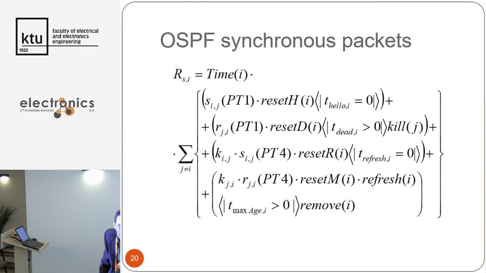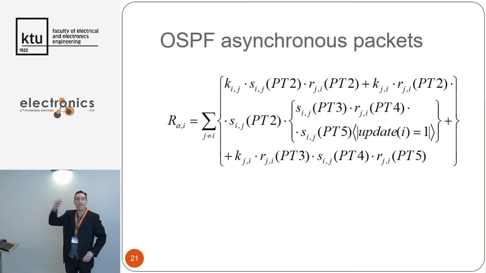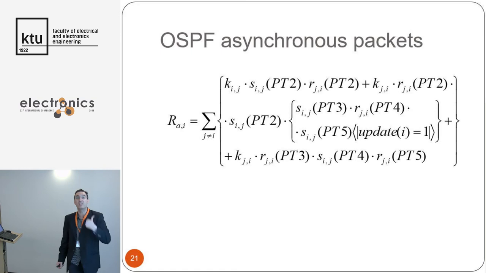Also, let's go for the asynchronous part. The asynchronous part means that at any time a new network or a new LSA may come, or some LSAs might change their values. So if this KIJ is one, just send the database description, meaning the LSA header, and wait to receive the LSA header from the other interface.